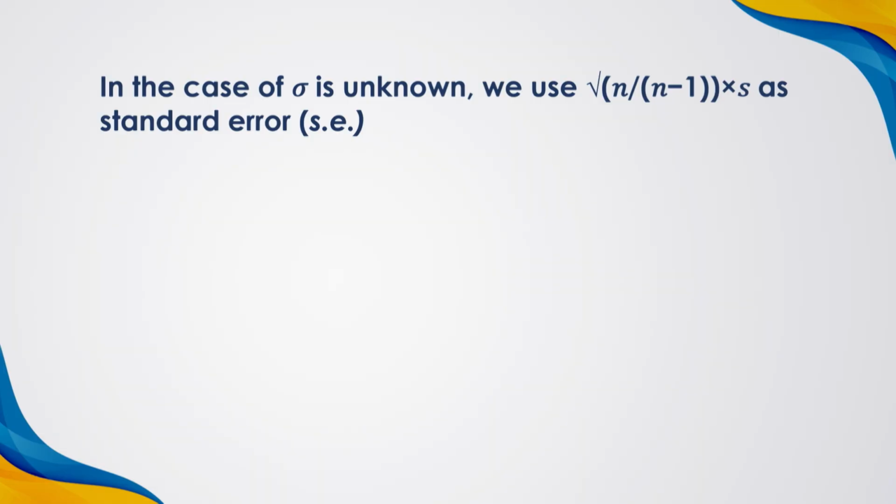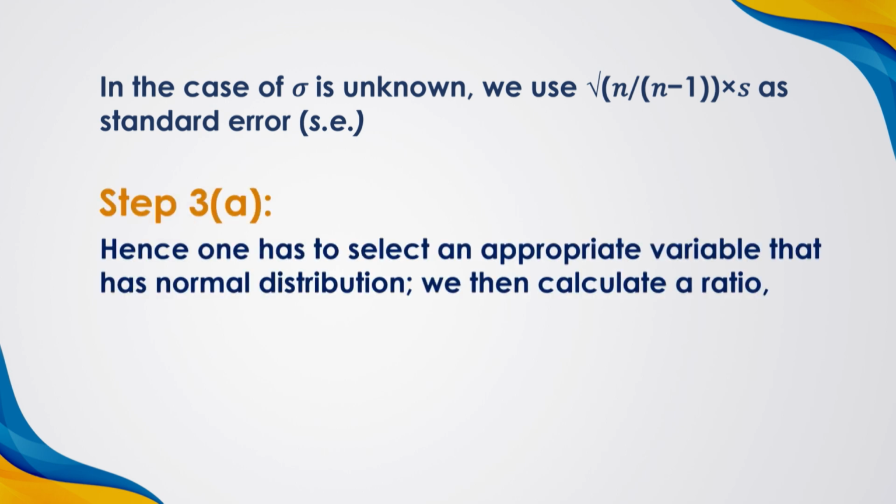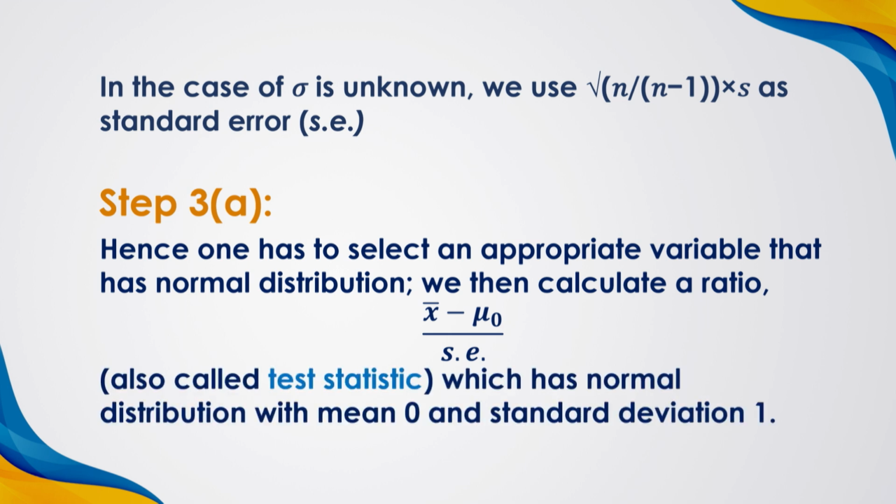In the case of sigma unknown, we use square root of n divided by n minus 1 times small s as the standard error, popularly known as S.E. Step 3a. Hence, one has to select an appropriate variable that has normal distribution. We then calculate a ratio: x bar minus mu 0, where mu 0 is the value proposed by the hypothesis. In the denominator, we have standard error. This is also called test statistic, which has normal distribution with mean 0 and standard deviation 1.